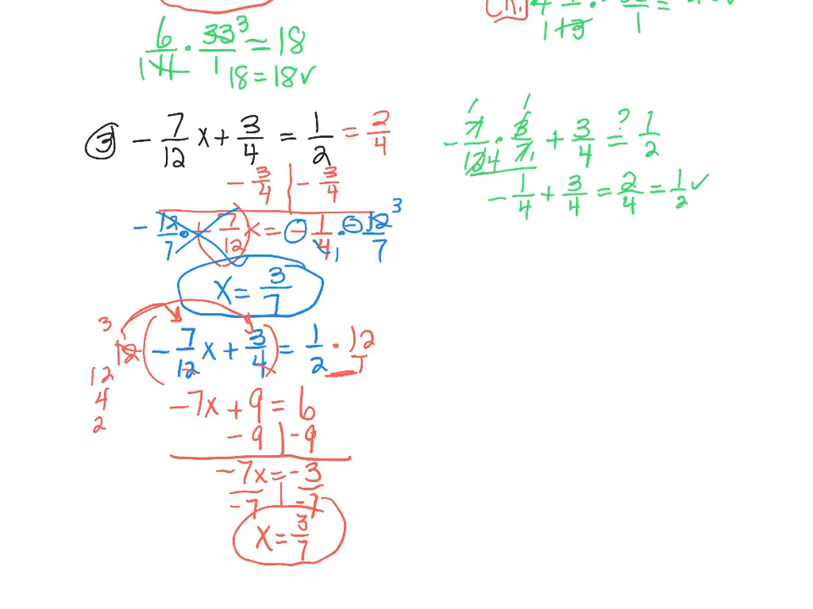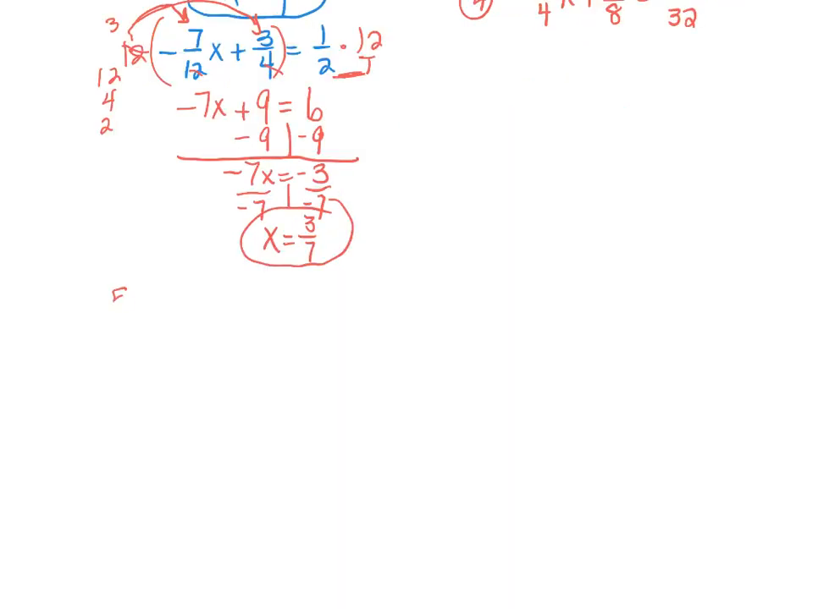There's another one. Let's try this one. Negative 3/4 x plus 3/8 equals 27 over 32. I want you to try this one and bring it back to class, completed and checked.